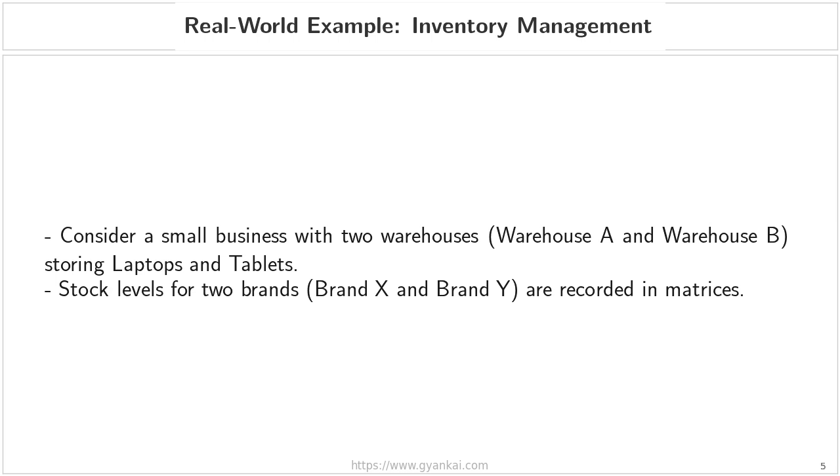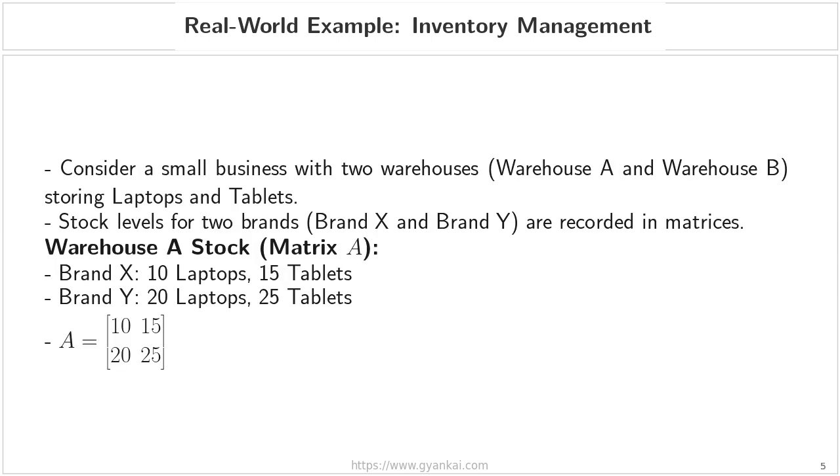To keep the inventory organized, the business records the stock levels for two different brands, Brand X and Brand Y, using matrices. First, let us look at the stock levels for Warehouse A, which we will represent as Matrix A. In this warehouse, Brand X has 10 laptops and 15 tablets, while Brand Y has 20 laptops and 25 tablets. When we organize this data into a matrix, Matrix A is a 2x2 matrix where the first row consists of 10 and 15, and the second row consists of 20 and 25.